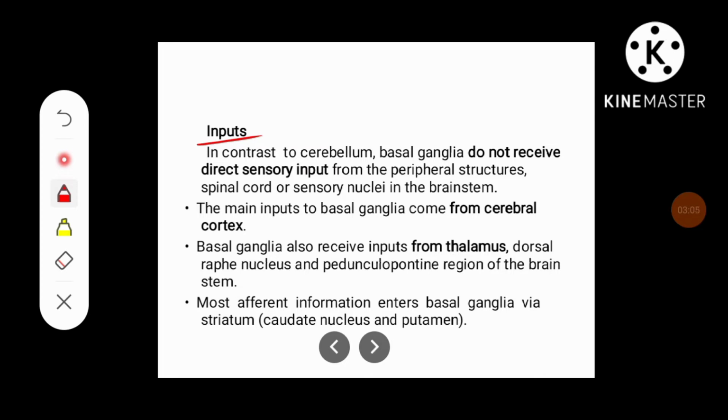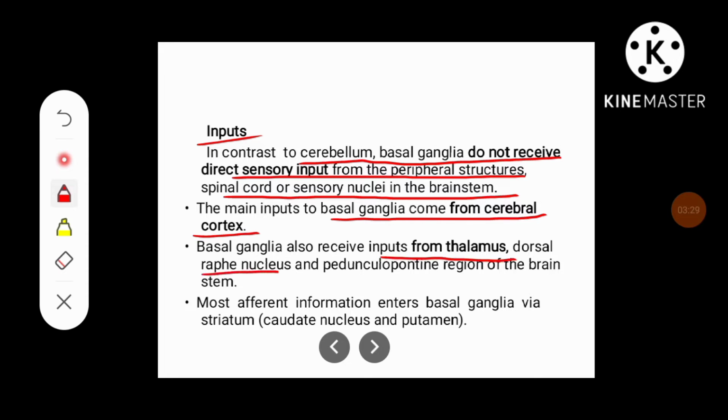The basal ganglia, in contrast to the cerebellum, do not receive direct sensory input from peripheral structures like the spinal cord or sensory nuclei in the brainstem. The main input to the basal ganglia comes from the cerebral cortex. The basal ganglia also receive input from the thalamus, dorsal raphe nucleus, and pedunculopontine region of the brainstem. Most afferent information enters the basal ganglia via the striatum, that is the caudate nucleus and putamen.